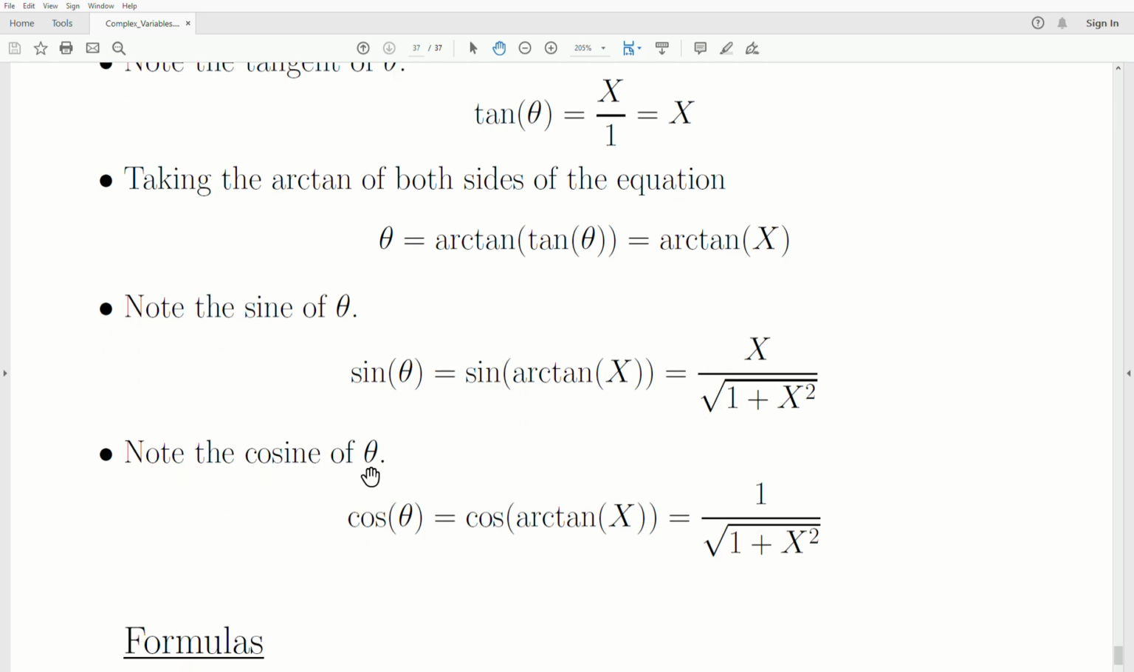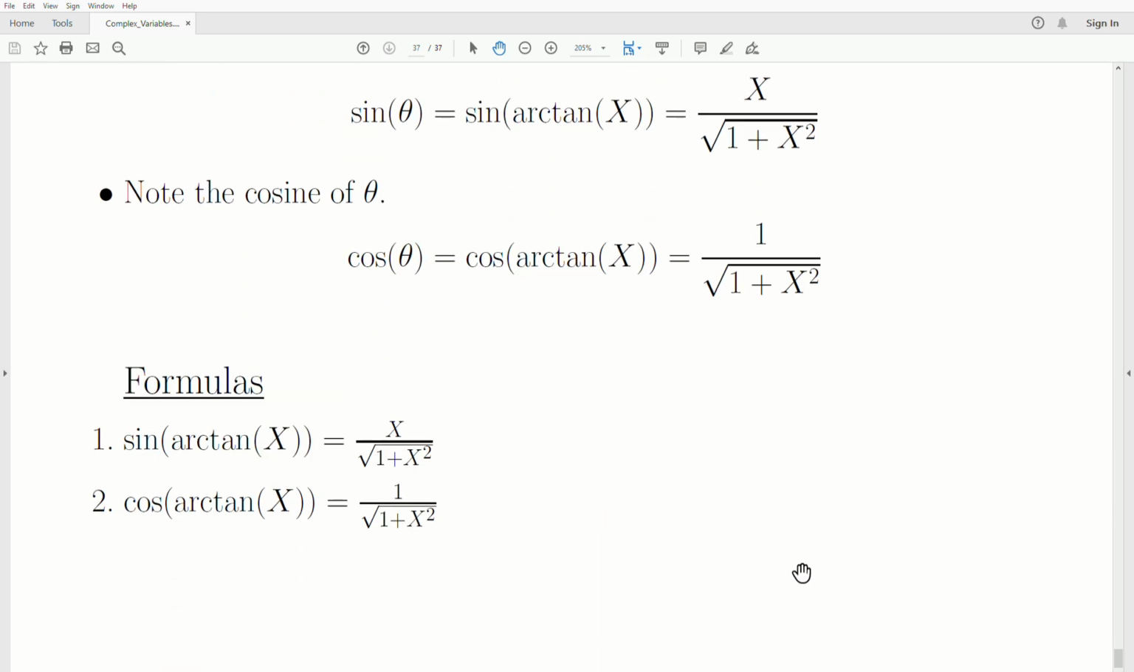Next, let's look at the cosine of theta. Now the cosine of theta, if we just use that triangle, then we would say it's 1, the adjacent, divided by the hypotenuse, square root of 1 plus x squared. And that's it. But since theta is the arctangent of x, we can put it in there. So the cosine of the arctangent of x is equal to this fraction. And that's one of the formulas we wanted to prove. And so these are the two formulas that we just illustrated and how they're derived.